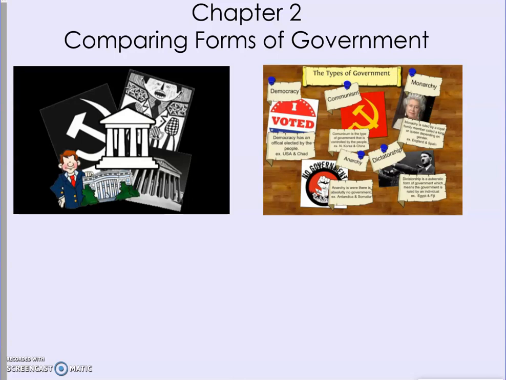Hello, Pod A students. Today we are going to talk about Chapter 2, Section 2, Forms of Government. We're going to compare and contrast those forms of government, looking at what are some of the advantages and disadvantages.